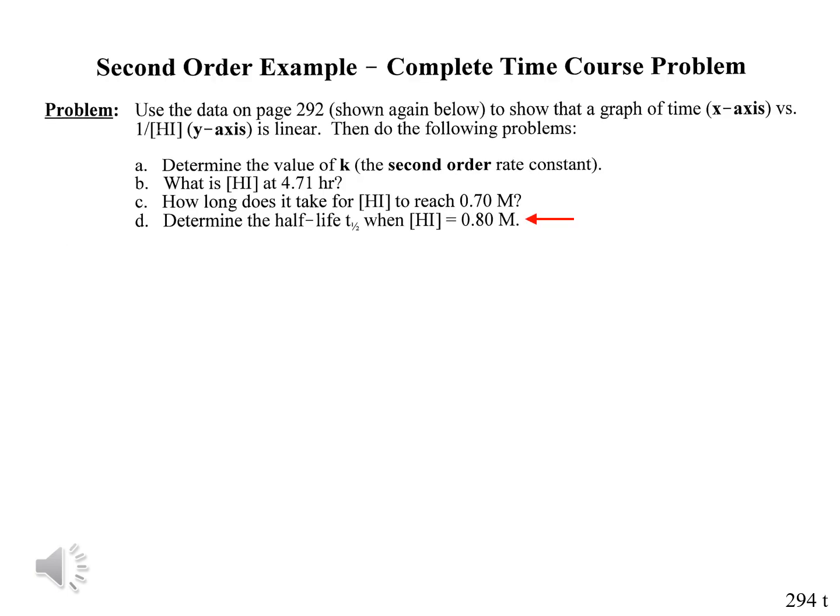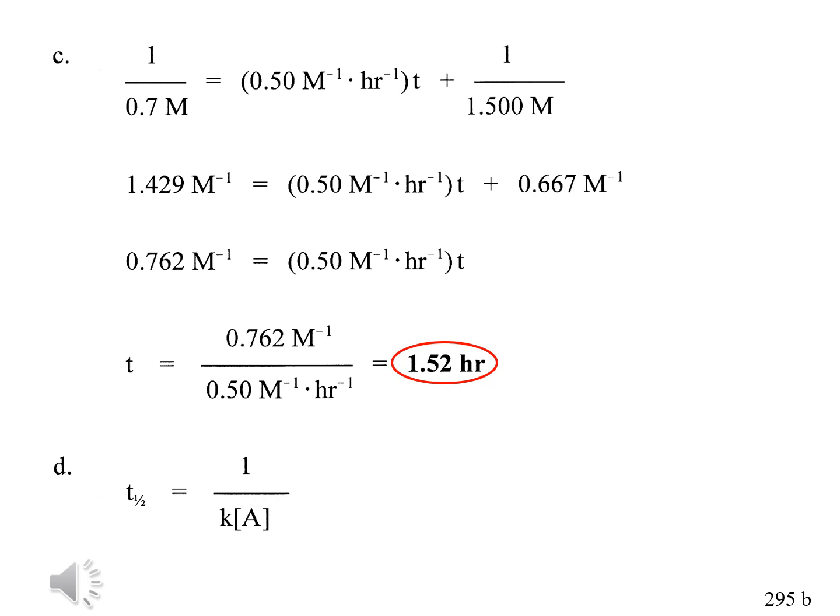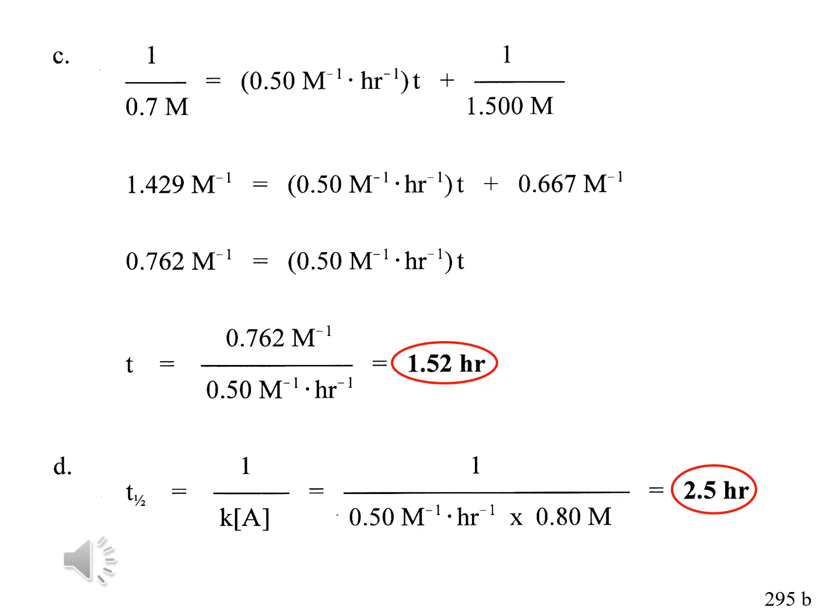Part D of the problem says determine the half-life when the concentration is 0.8. I had to give you the concentration this time because the concentration is in the half-life formula. The half-life formula is 1 over K times the concentration. And so if I plug in the K value and the concentration 0.8, it takes 2.5 hours to go down to 0.4.